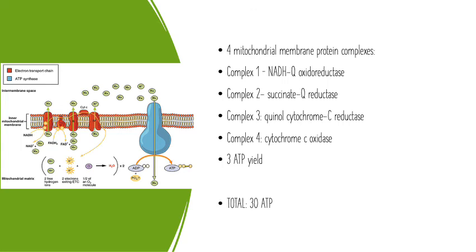So the first complex, we have NADH Q, which is the oxidoreductase. The second complex, we have the succinate Q reductase. Complex 3 is the cytochrome C reductase. Complex 4 is the cytochrome C oxidase. And 3 ATP are yielded. In short, in total, we will have that 30 ATP from all of those processes at the end.